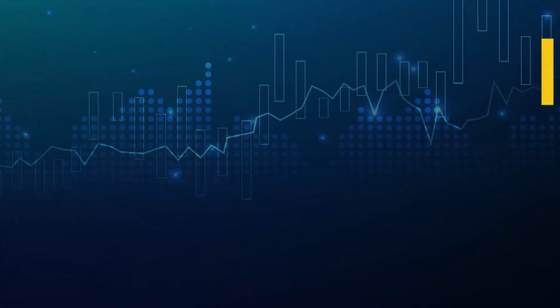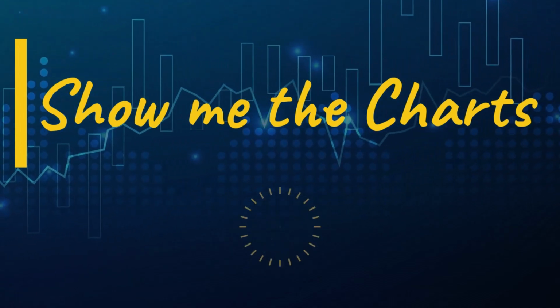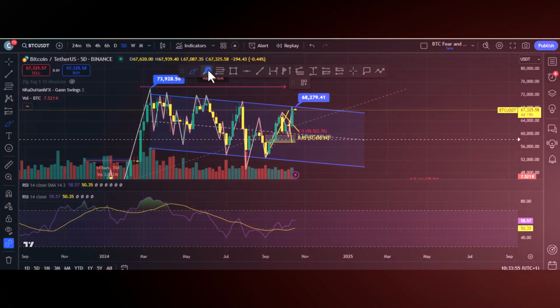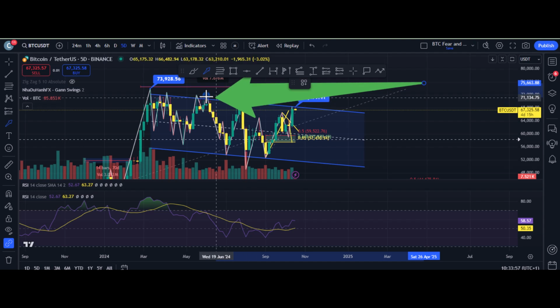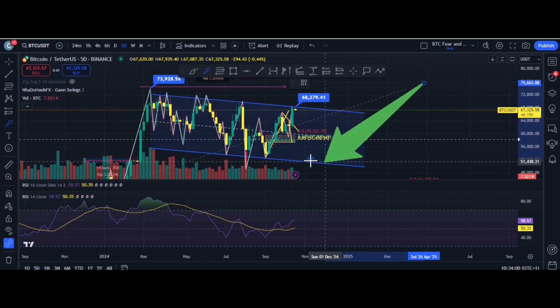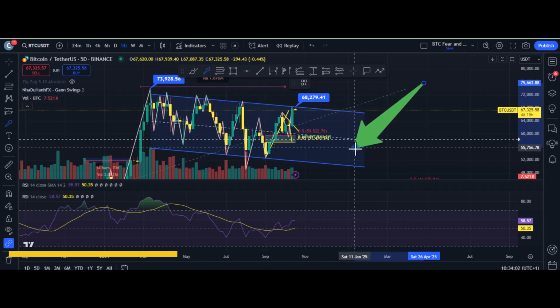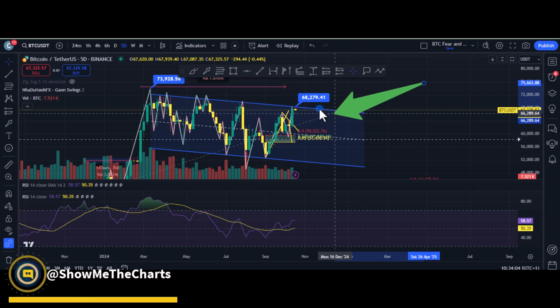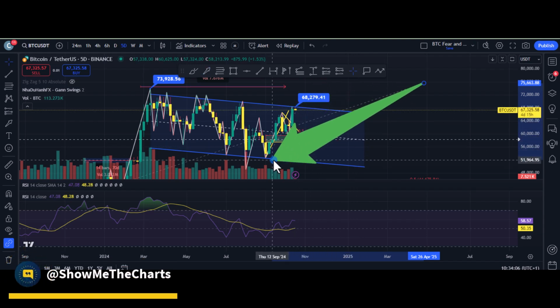So a quick video on Bitcoin. Let's look into Bitcoin. We've got the top of the channel right here, which is acting as resistance, the top of this blue line here, and then the bottom as support, this blue line at the bottom here. And you know what we do, we sell resistance and we buy support.